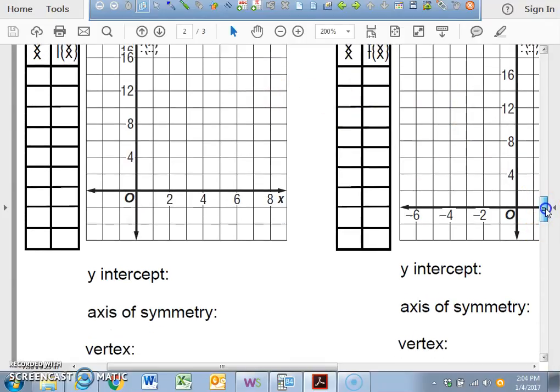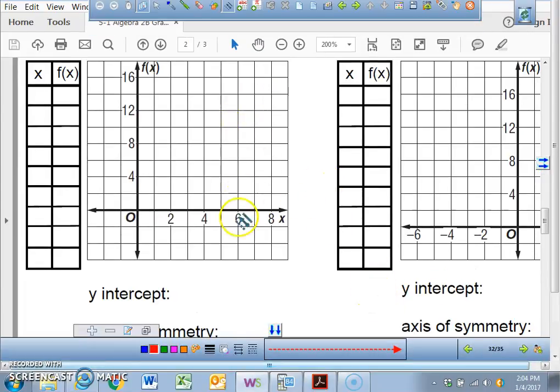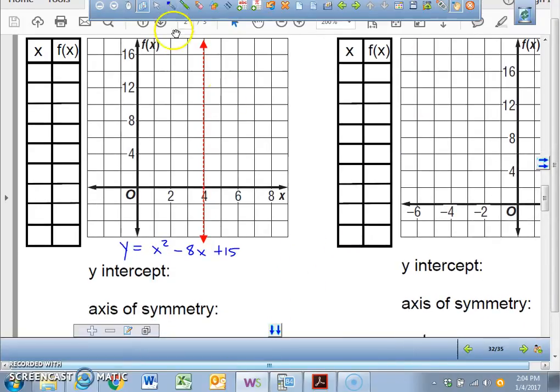On your graph, I would like you to make a vertical line right where x is equal to 4. So right here, make a vertical line, draw in your axis of symmetry. Remember, this equation that we're working with right now is y equals x squared, is it plus 8x or minus 8x? Minus 8x plus 15, right? Okay. And we already have the axis of symmetry. It's where x is equal to 4.